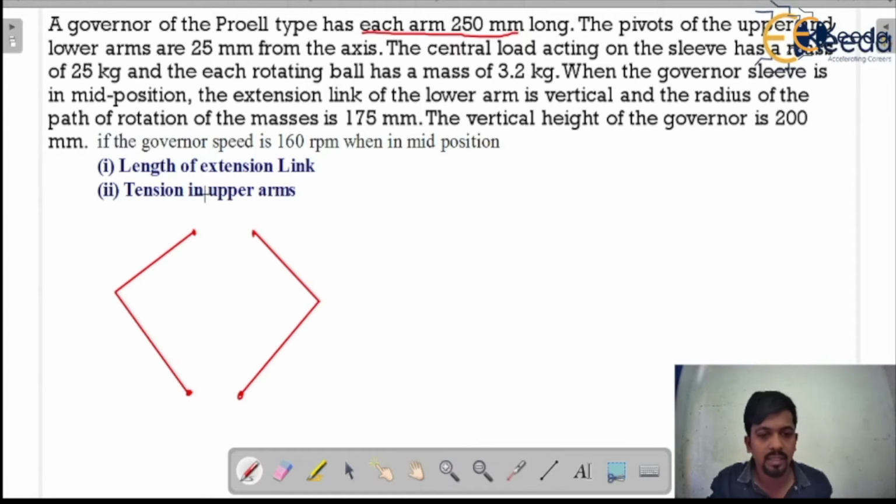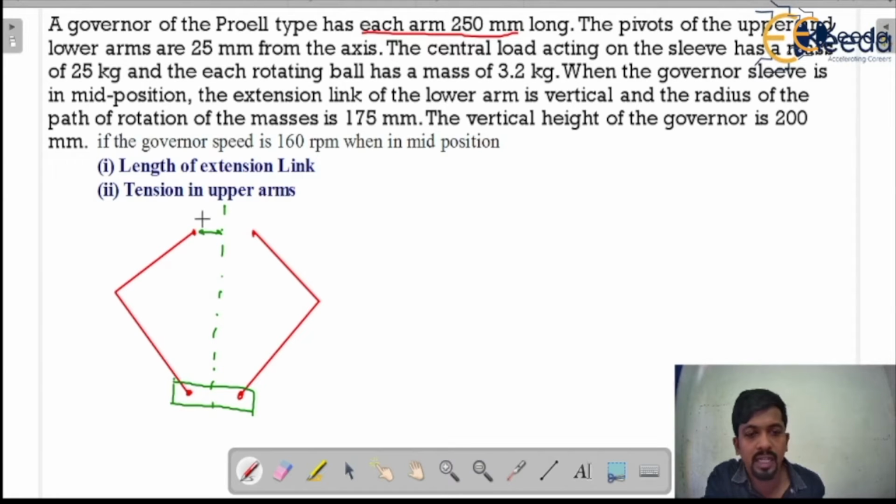This is the governor axis. This is the axis of the governor, you can say the axis of rotation. Okay, and this is a sleeve where the lower arm is going to be attached, and it is having the offset. This is the offset, and the length of the offset is 25 mm.